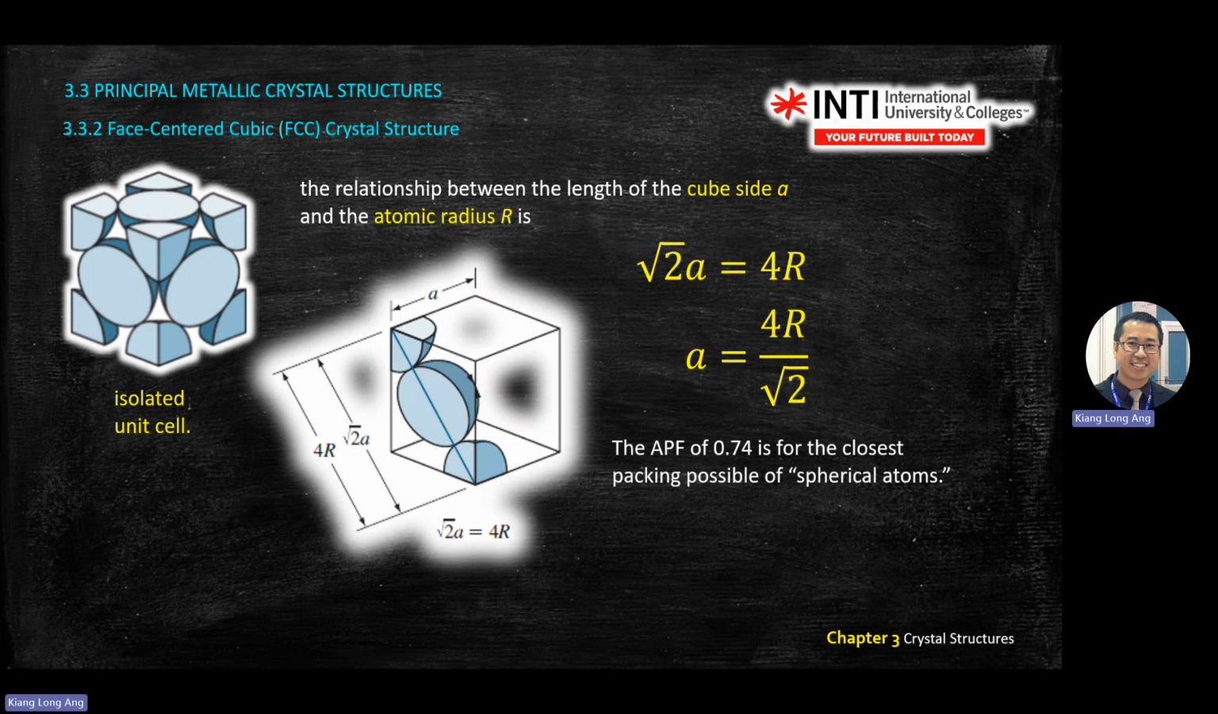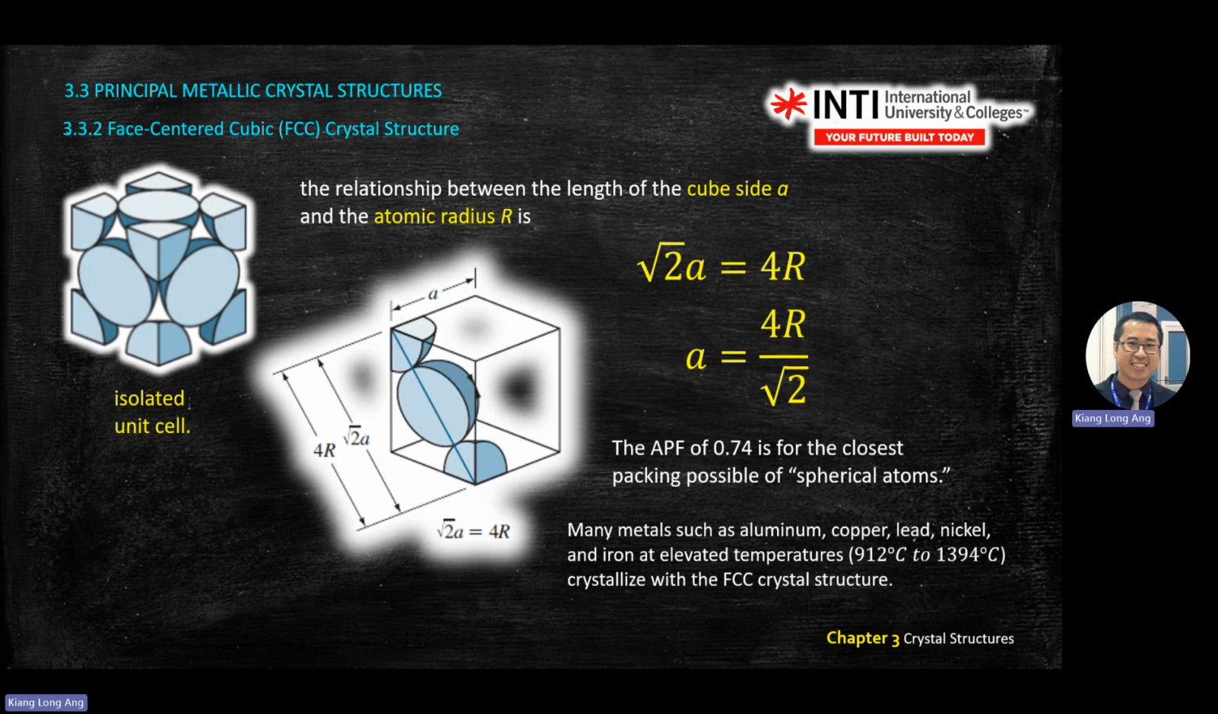Same, take the volume of the sphere. You know that you have 4 atoms here. 4 multiplied by the volume, 4 over 3 pi r cubed, divided by a cubed. You know that for FCC, your a equals 4 divided by square root of 2 times r. Rearrange the equation, cancel the r, cancel the pi, you will get 0.74. Make sense? Okay.